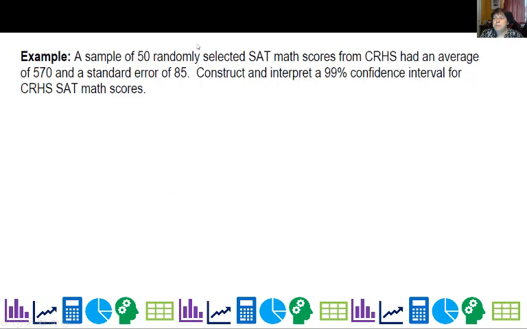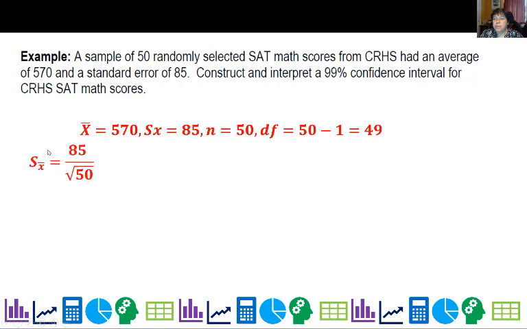So I have a sample of 50 math scores. They had an average of 570 and a standard error from the sample that we could have calculated using one of our stats. And we're going to go ahead and make that 99% confidence interval. So here's my stats from my sample. I can find my new standard error for a mean by dividing that 85 by the square root of my sample size, which is 12.02.